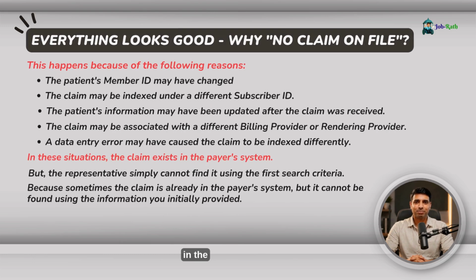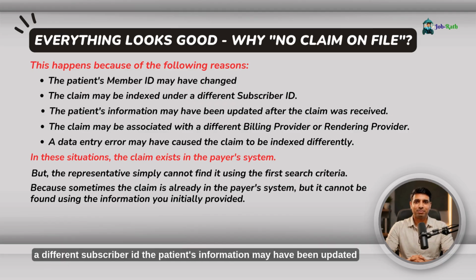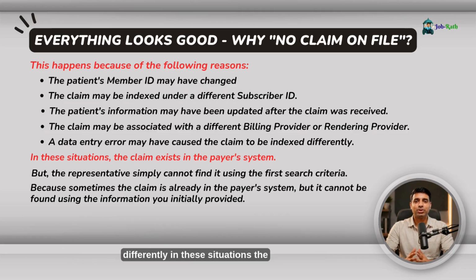For example, the patient's member ID may have changed. The claim may be indexed under a different subscriber ID. The patient's information may have been updated after the claim was received. The claim may be associated with a different billing provider or rendering provider. A data entry error may have caused the claim to be indexed differently. In these situations, the claim exists in the payer's system. The representative simply cannot find it using the first search criteria. So, what should you do?